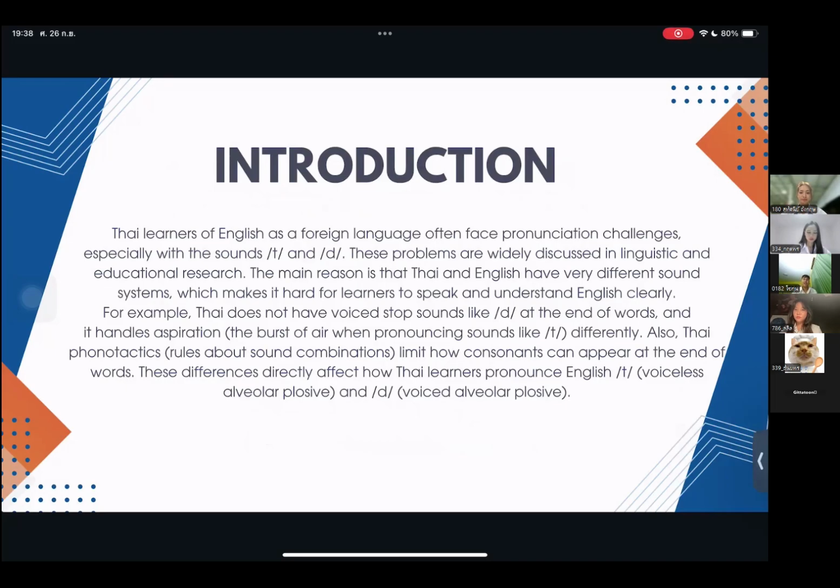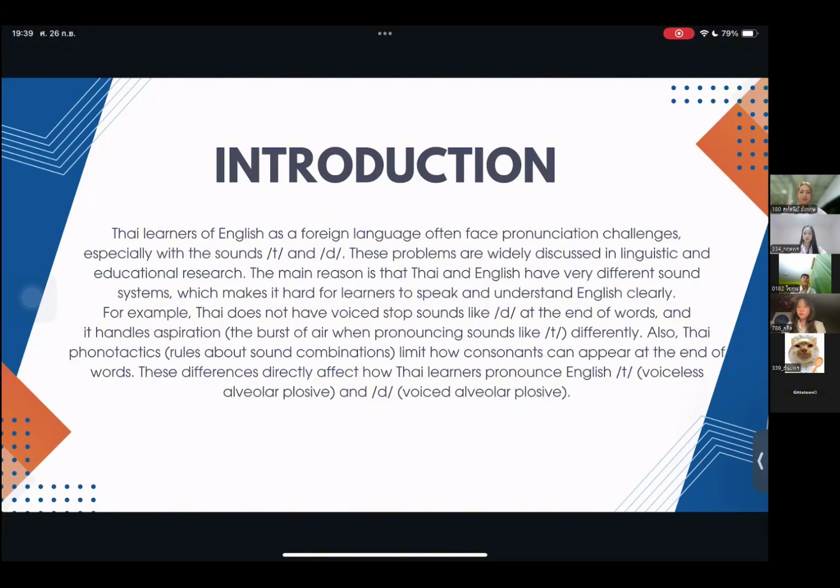Let's begin with the sound T in Thai. T can be aspirated or unaspirated, but at the end of a word, it is normally unreleased. In English, however, T is aspirated at the beginning of a word, and it is usually released at the end. This difference leads to several problems.